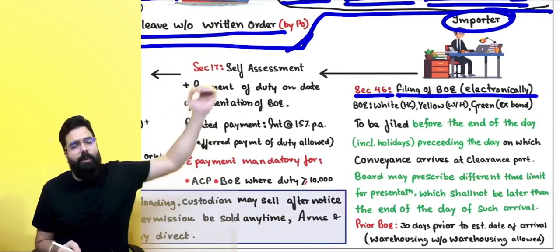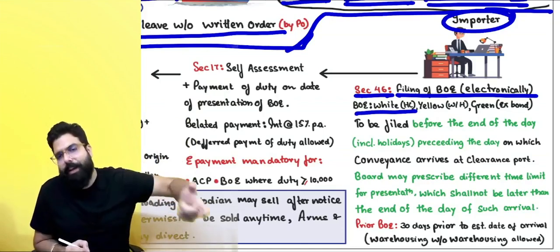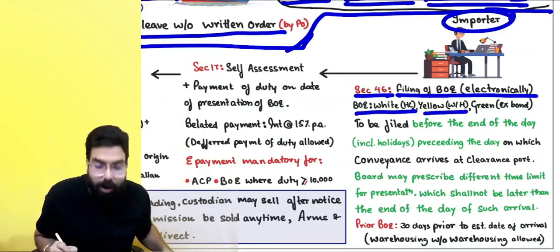Always remember, if you want to clear it for home consumption, you will file a bill of entry for home consumption, which is white in color. If you want to send it to the warehouse, then you will file a yellow bill of entry.